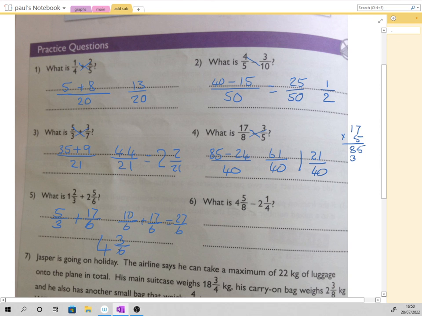Not finished there yet. They're making us work. Let's divide both by 3. So that will be a half, wouldn't it? So this is 4 and a half.